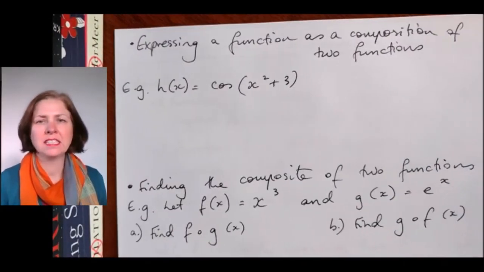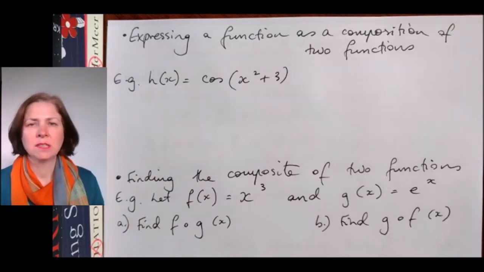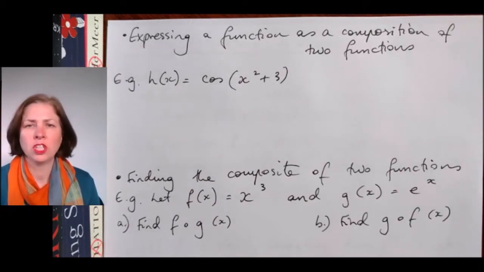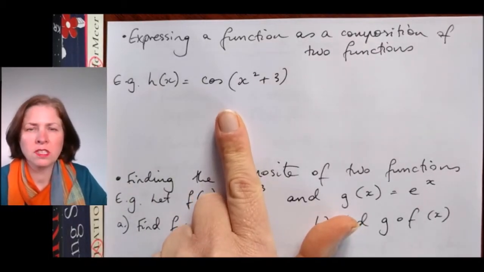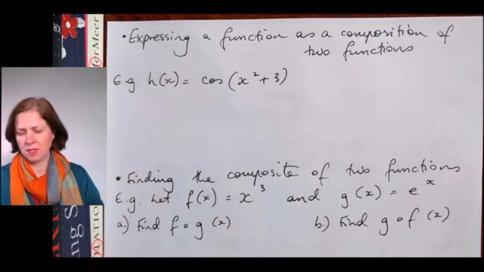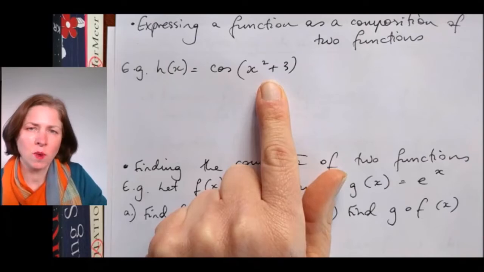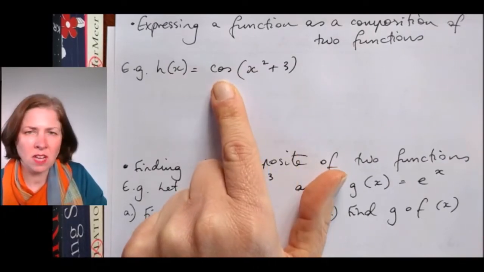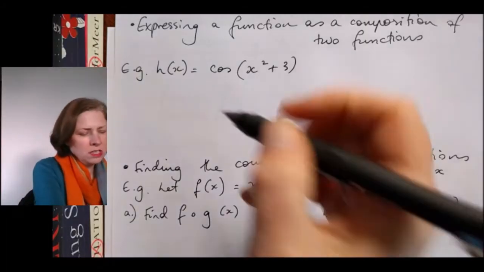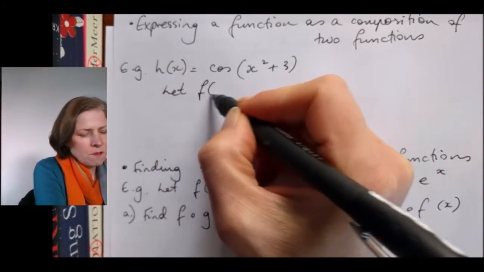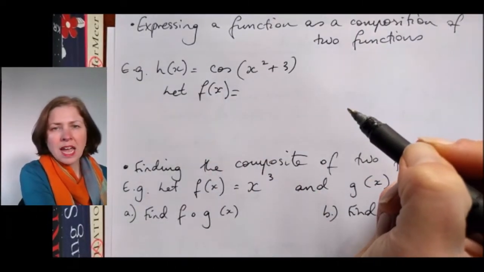So my first key skill is expressing a function as a composition of two functions. So I've got this function here, h of x equals cos of (x squared plus 3). So hopefully you can see that I've got an inside function there, which is x squared plus 3, and an outside function, which is cos x. So I'm going to define two new functions. I'll use f of x as my inside function. So let f of x equal x squared plus 3.